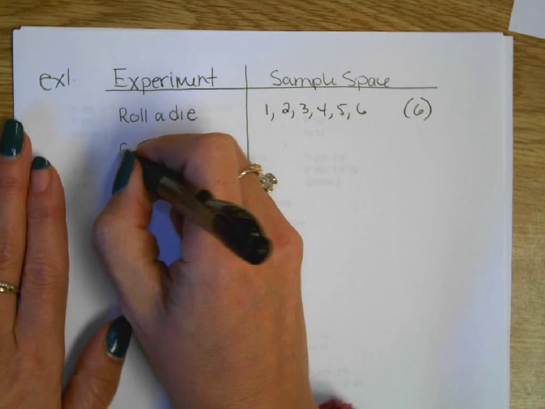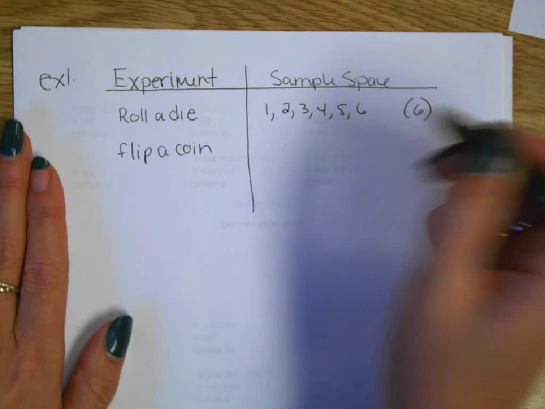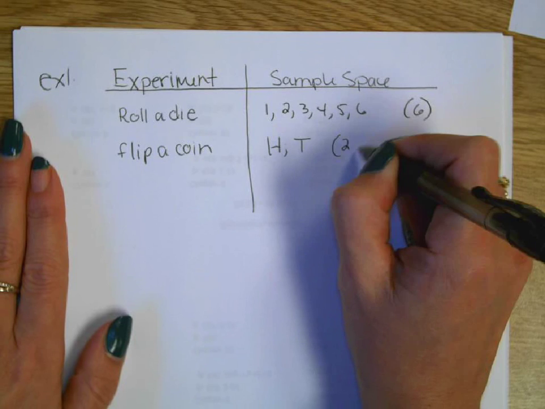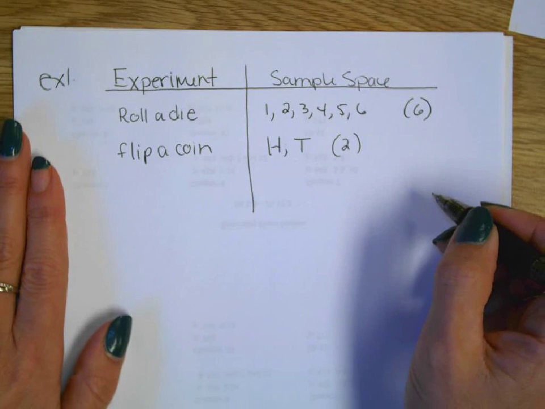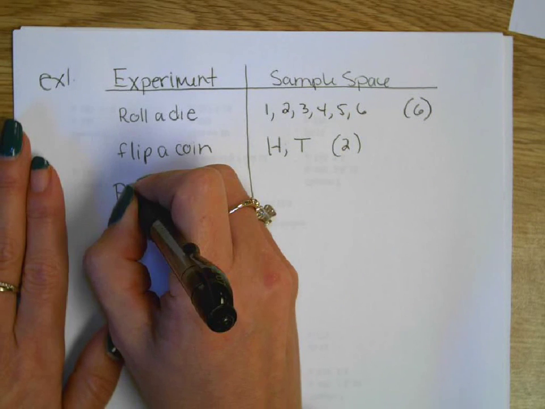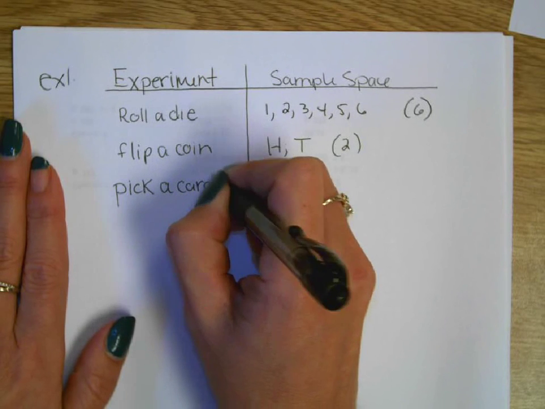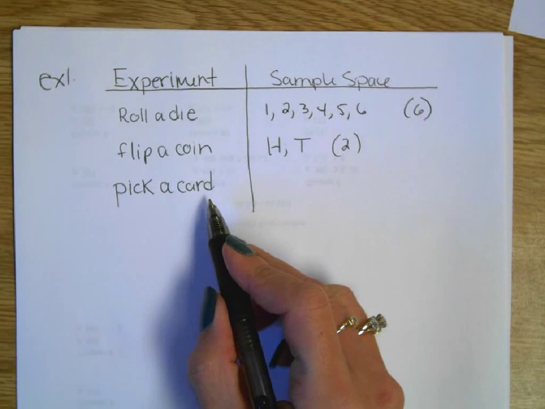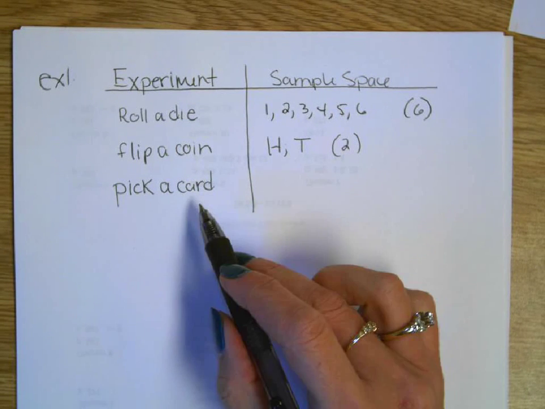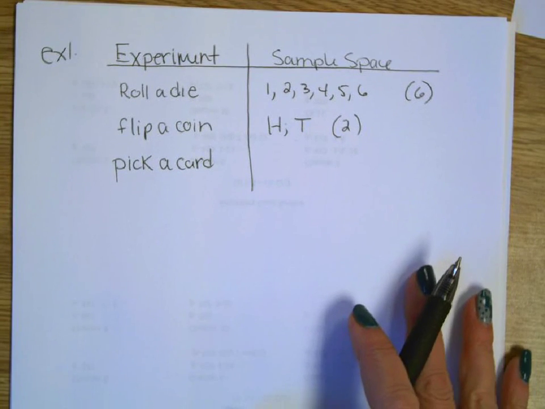Flipping a coin: heads or tails. So you have two outcomes in your sample space. And then the last one we're going to talk about is picking a card from a regular deck of cards. Now, if you're not familiar with a deck of cards, you're going to want to make yourself familiar. I'm going to summarize it pretty quick here, but a lot of the questions are going to come from using a deck of cards, so you have to be familiar with that.